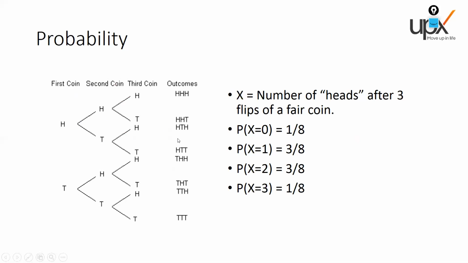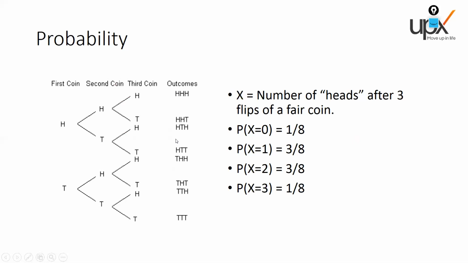4. You throw the coin again, third time, right? Now it can be head or tail. And now if you look at the outcomes, these are all the possible outcomes, right? Triple H, double HT, HTH, HTT, THH, THT, TTH, and triple T, right?